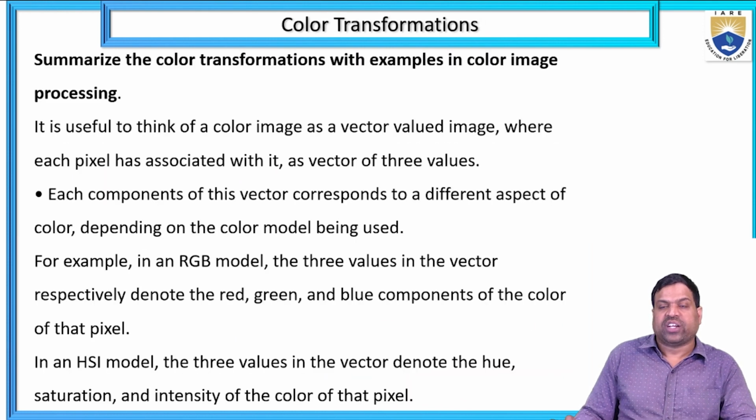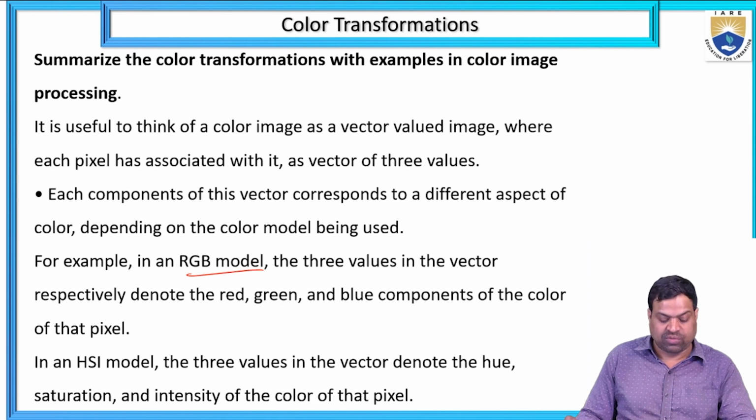So, summarize the color transformation with examples in color image processing. It is useful to think of a color image as a vector valued image where each pixel has associated with it a vector of 3 values. Each component of this vector corresponds to a different aspect of color depending on the color model being used. For example, in the RGB model, the 3 values in the vector respectively denote the red, green and blue components of the color of the pixel. And in the HSI model, the 3 values in the vector denote the hue, saturation and intensity of the color of the pixel.